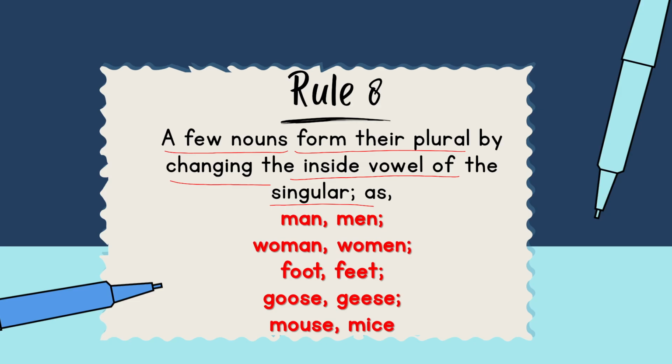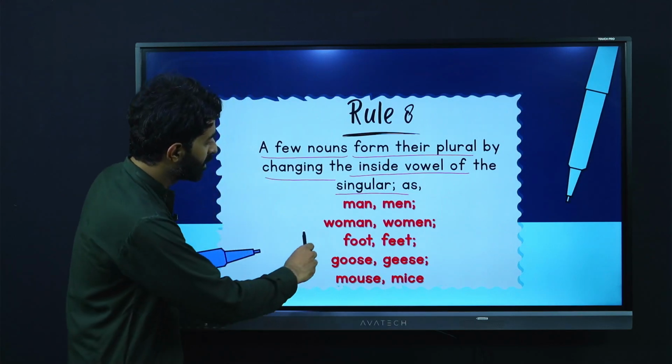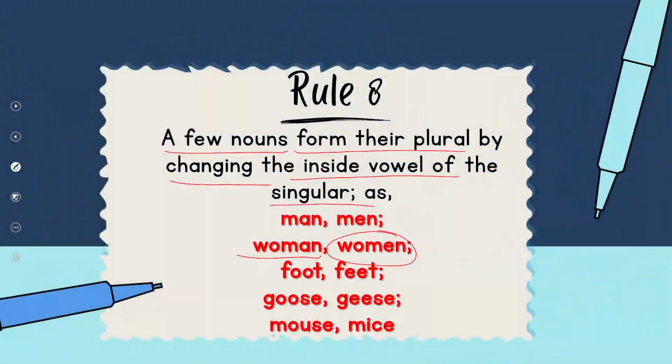Okay, man will become men. What did we do? We changed the middle vowel and replaced it with E. Another example: foot becomes feet, goose becomes geese, and mouse will be mice.